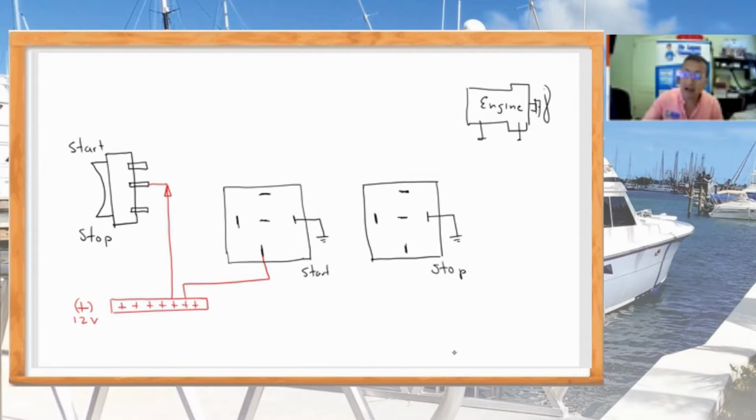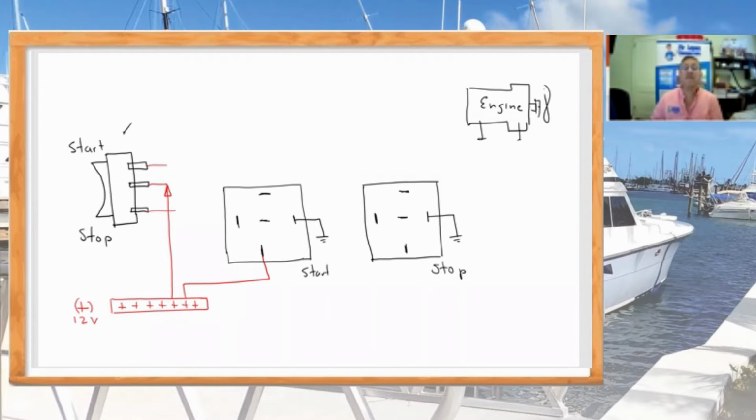Suppose that I have the engine on top, on the right, and I have a switch. This is a momentary switch for start and stop. It's momentary. Only when you press start, you send the signal here, and only when you press stop, you send the signal here. That's correct? When you release the button, the signal is interrupted because it's momentary in both positions, in start and stop.